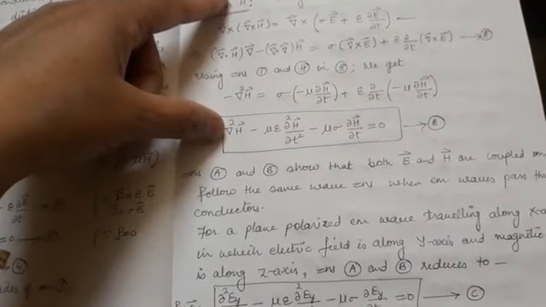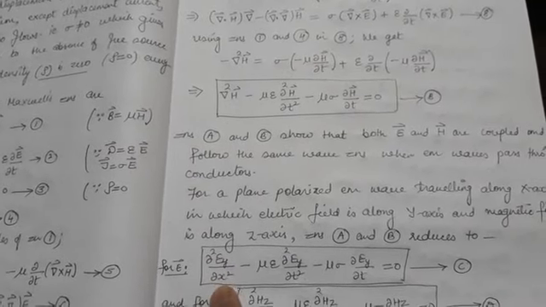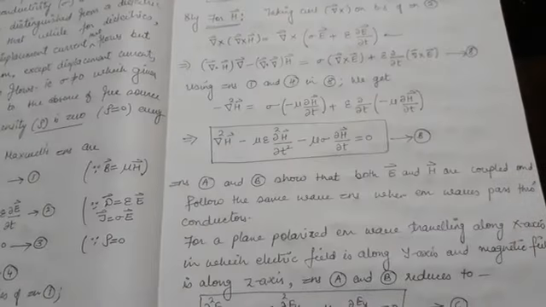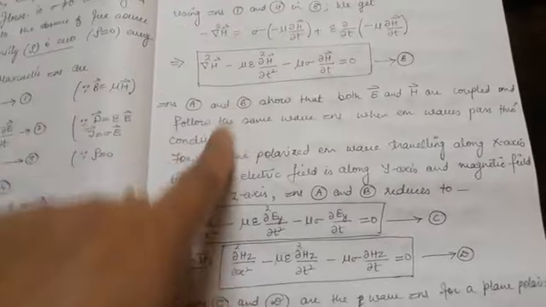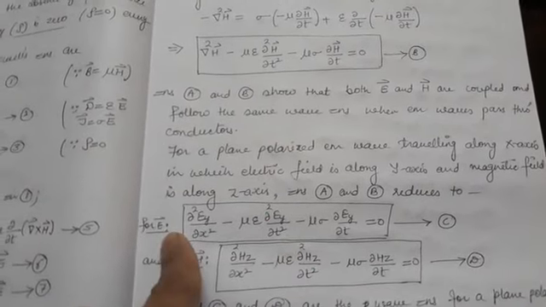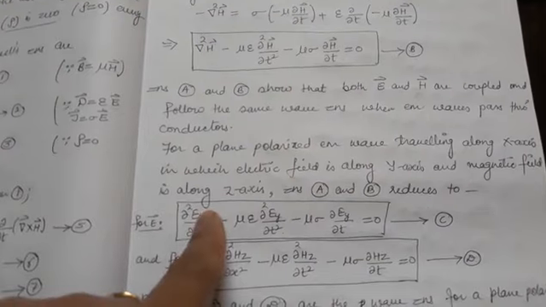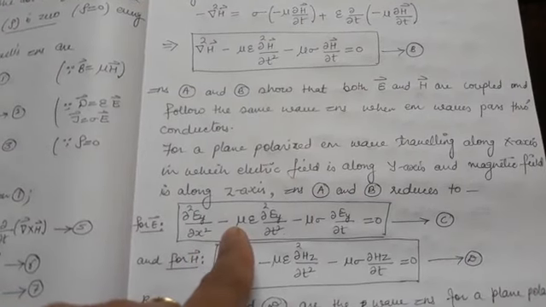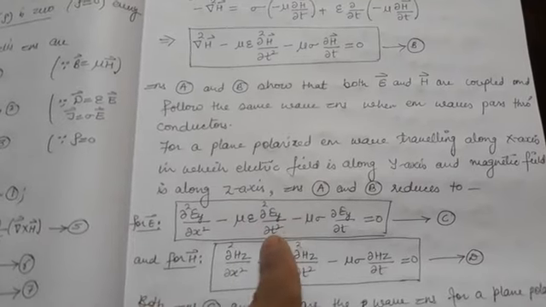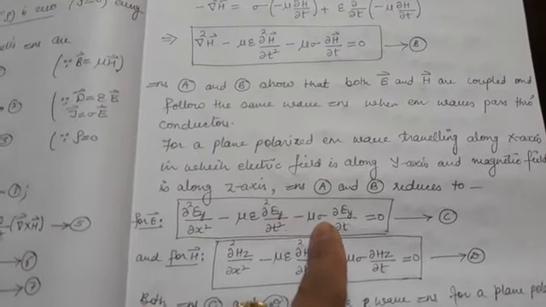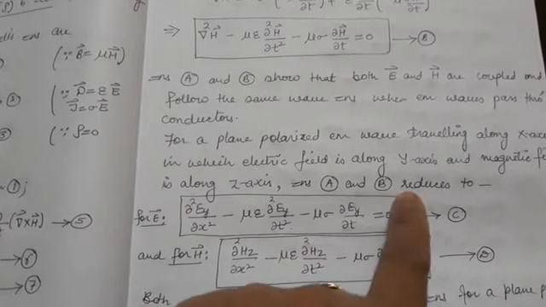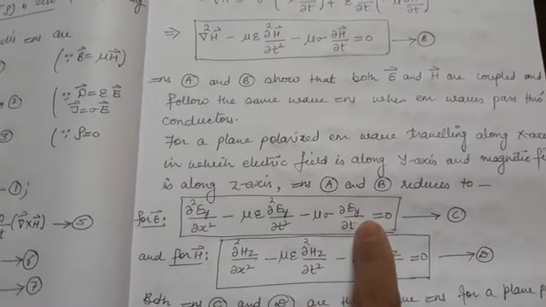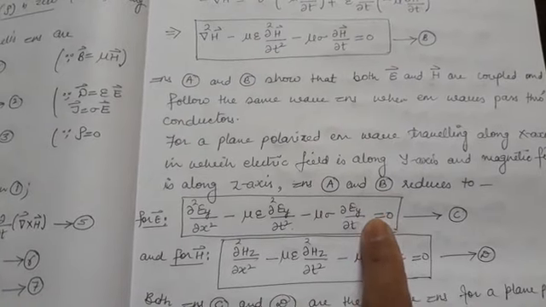Now see, del square will be replaced by curly square upon curly x square because my wave is propagating along the x-axis. E vector in equation number A can be replaced with Ey, whereas H vector can be replaced with Hz. So equations A and B get modified into the forms of equations C and D. For the electric field, my A equation becomes curly square Ey upon curly x square minus mu epsilon curly square Ey upon curly t square minus mu sigma curly Ey upon curly t is equal to 0. This becomes the electromagnetic wave equation for the electric field for a plane polarized electromagnetic wave through the conductors.